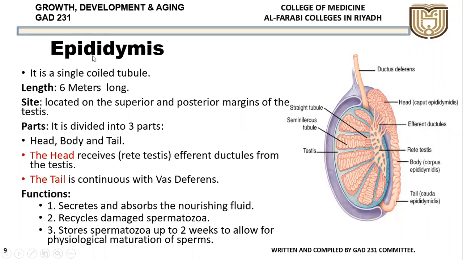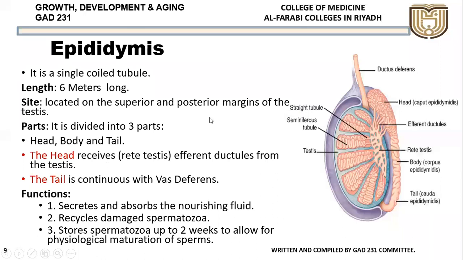So epididymis, it is a single coiled tube. This is also a single coiled tube, a highly coiled tube. Again, this is a single tube, highly coiled, almost 6 meters long. So it is 6 meters long, but it is kept in a very small area. Again, just like that of the seminiferous tubule, because it is highly coiled and it can be easily kept in a small area. Okay, so it is 6 meters long, and the location is on the superior and posterior margin of the testis. So this is the testis, and it is behind the superior and posterior margin of the testis.